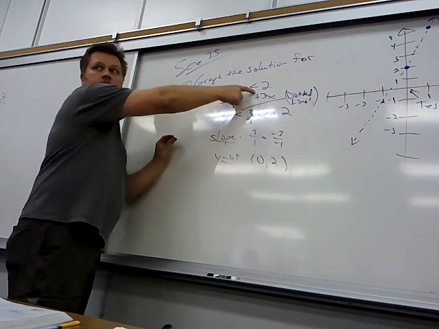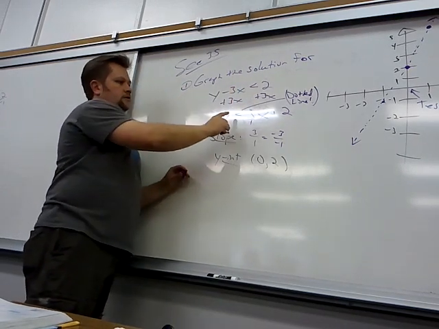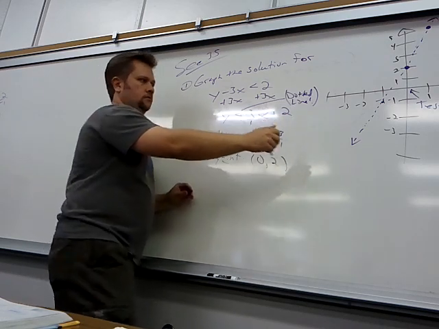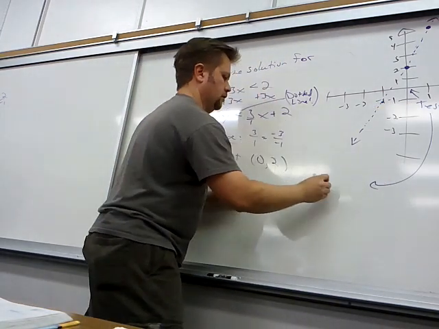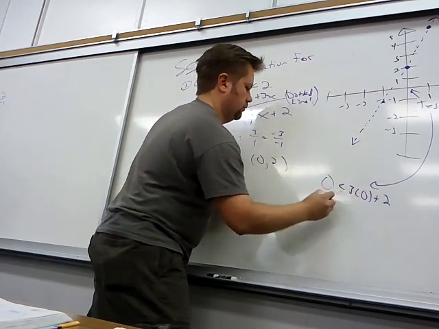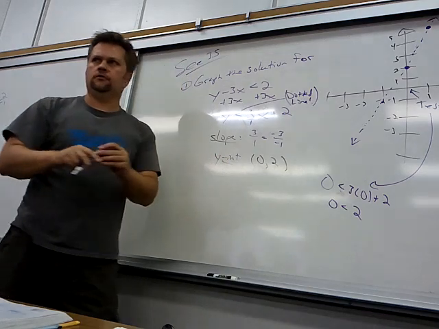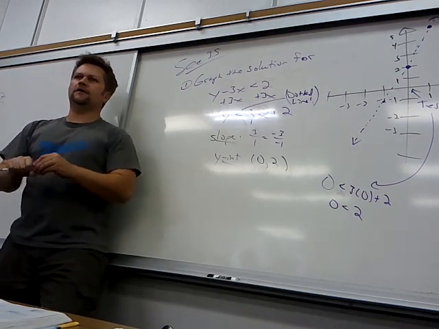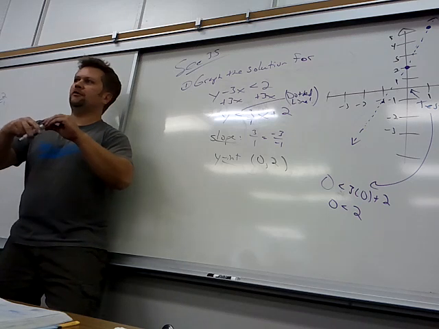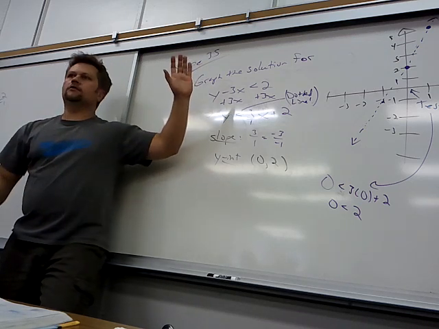So 0 less than 3 times 0 plus 2 is 0 less than 2. Stay with me now. Yes, it is. 0 is less than 2.